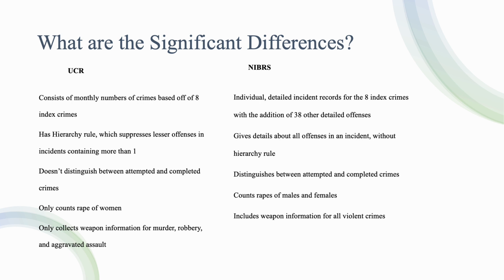The UCR system also only counts rape of women, and NIBRS system counts rapes of both males and females. The UCR system collects weapon information only for murder, robbery, and aggravated assault incidents, where the NIBRS system includes weapon information for all violent crimes. There are many significant differences between the two, but these are just some of the primary ones.